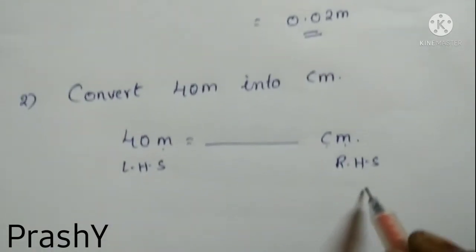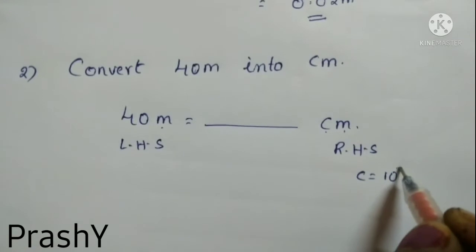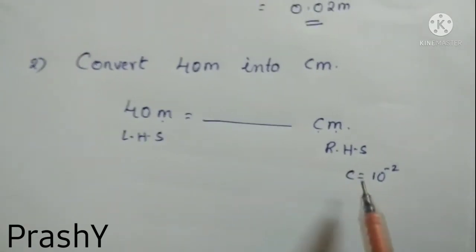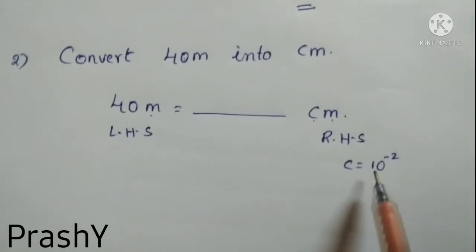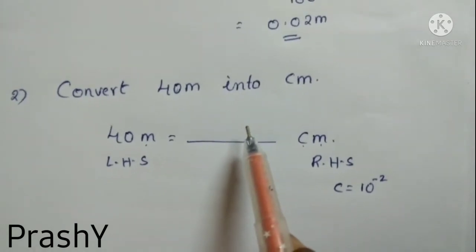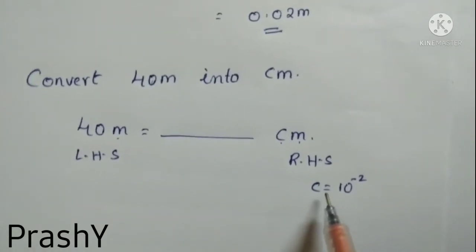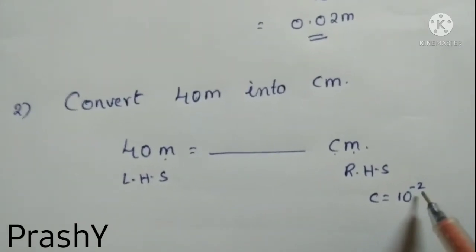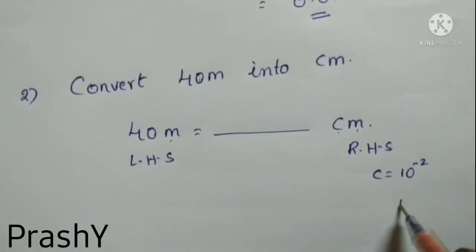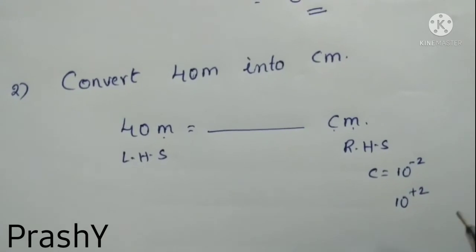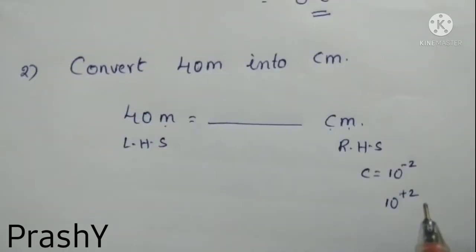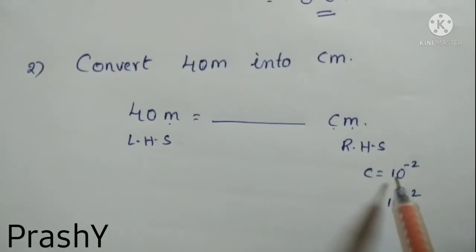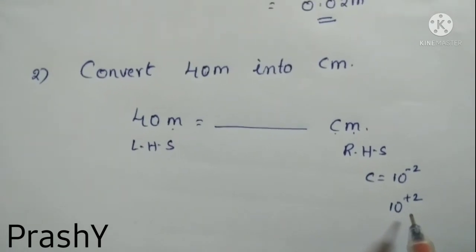Now, the centi is in right hand side. When the centi is in right hand side, we have to write the reciprocal of centi. Remember, this point is very important. Reciprocal of centi. So, what is the reciprocal of centi? 10 power minus 2 will become 10 power plus 2. Minus 2 will become plus 2. So, here minus 2 will become plus 2 when you are writing the reciprocal.